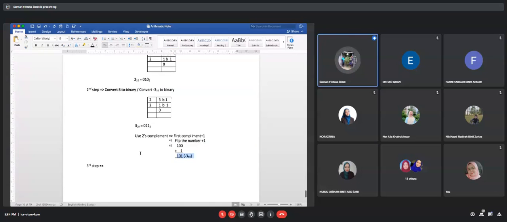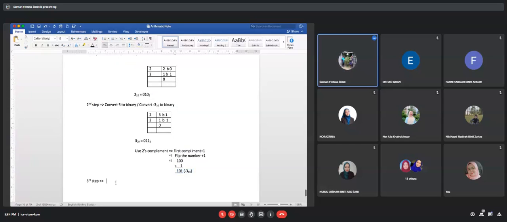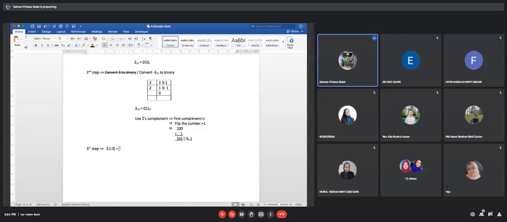Subtract. If we subtract, we get 2 minus negative 3, right? It became add. What was our assumption earlier? The answer is negative 1. Suddenly this one we got 5. So is it right or wrong? Wrong. 2 plus negative 3. Wrong. So we cross it out: 2 plus negative 3.